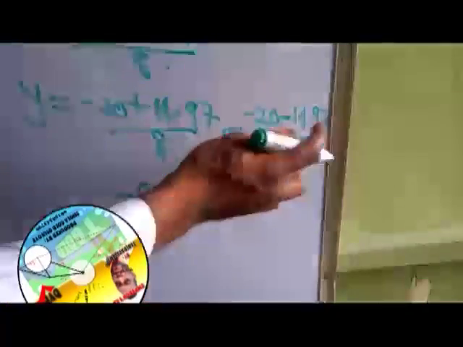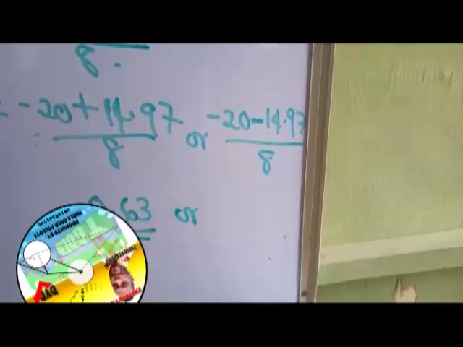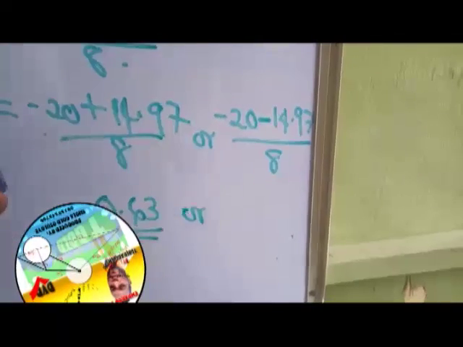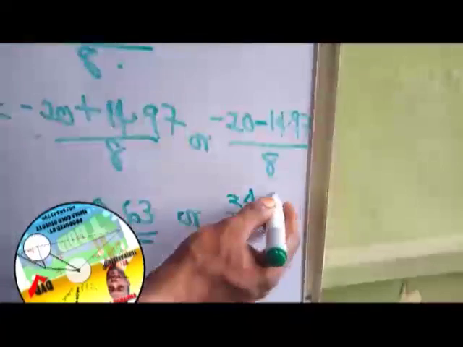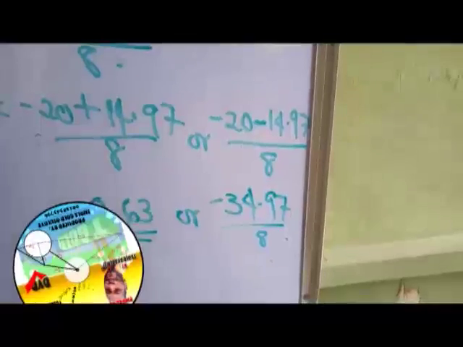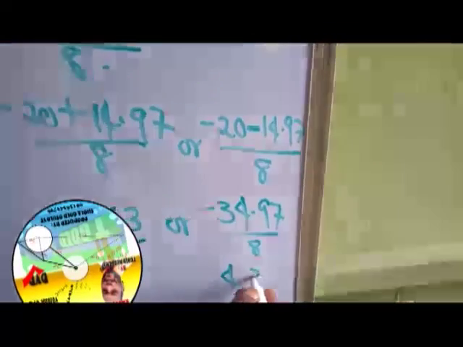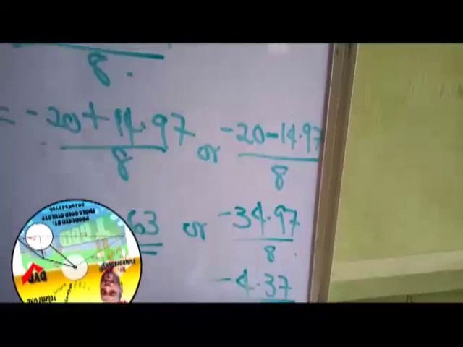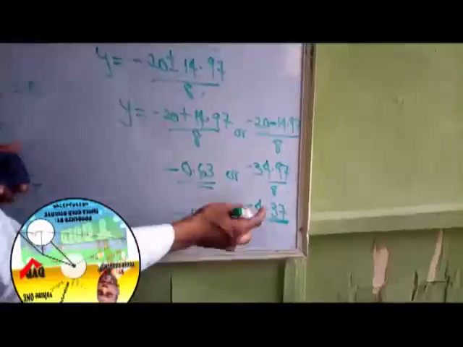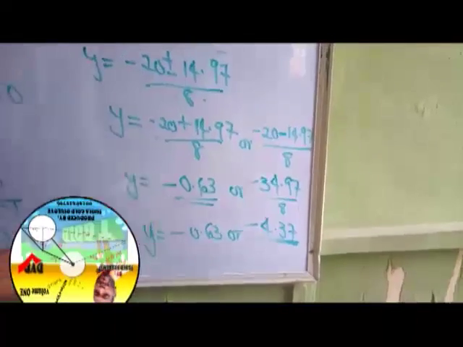Or this one, minus minus, that will be minus 20 minus 14.97. So that will be minus 34.97 divided by 8, which will give me minus 4.37. So that's my answer. My answer is either minus 0.63 or minus 4.37, which is equal to the value of y.